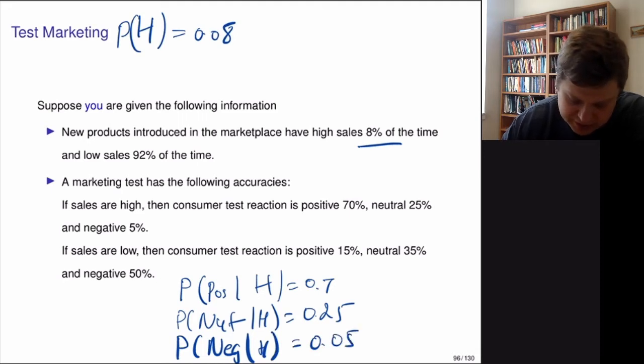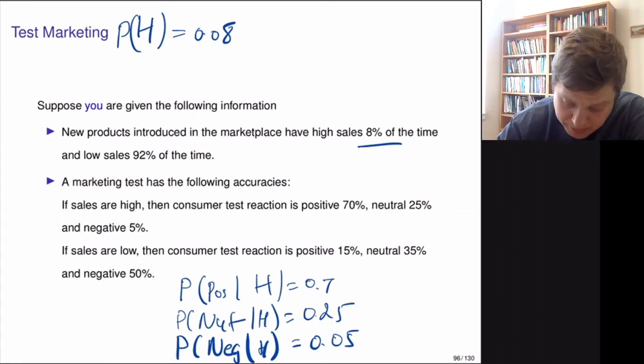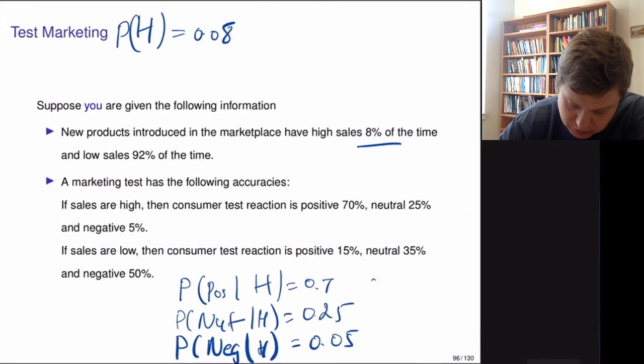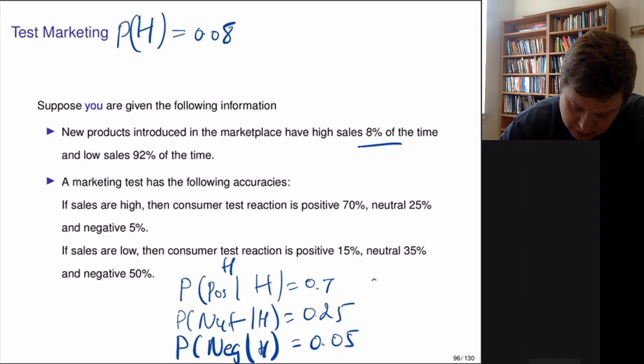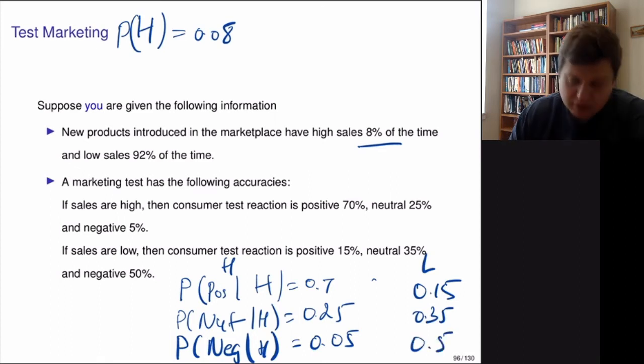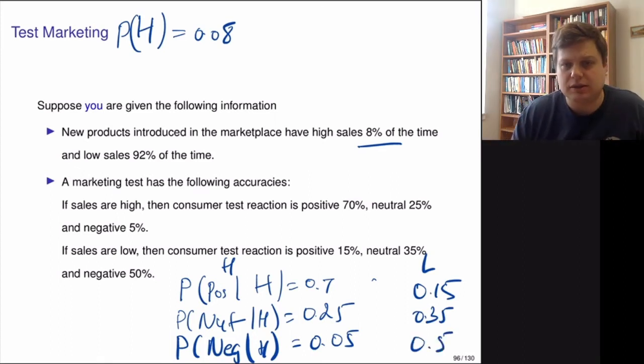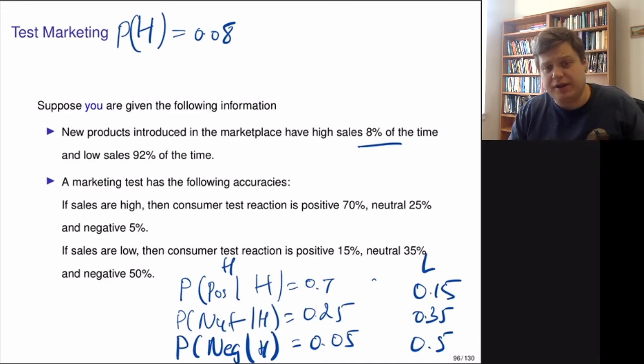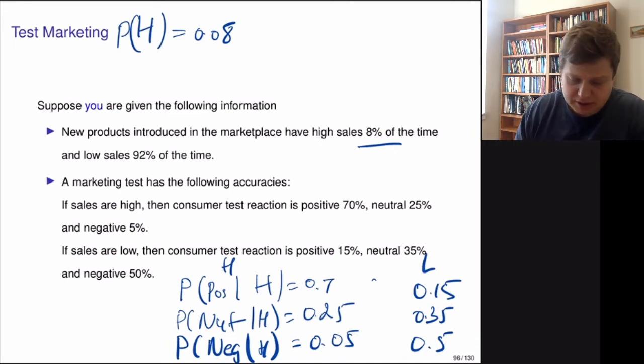Okay, and we have the same kind of numbers for the low sales product. So this is for the high, and the same for the low. We have 0.15, 0.35, and 0.5, which makes sense. So the product that had low sales had a negative reaction in 50% of the cases.